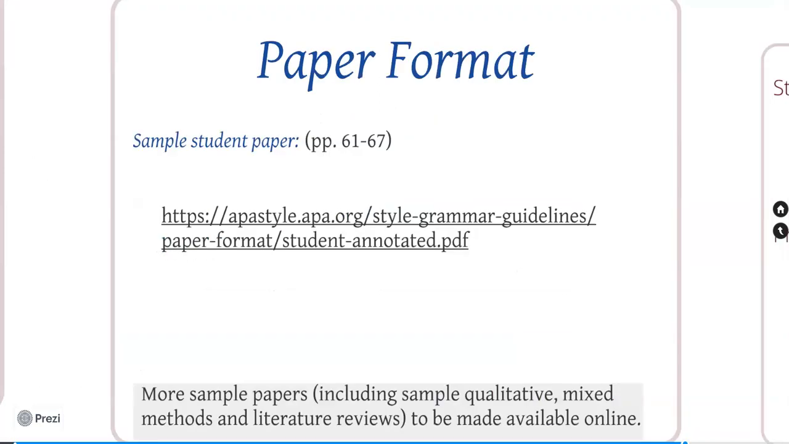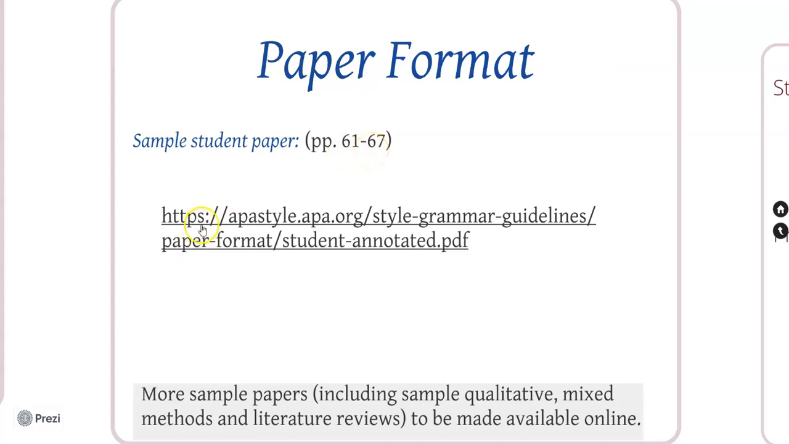Okay, so let's talk about paper format. In the APA 7th edition manual, there are two papers: the student paper and the professional paper. You will be following the student paper. In the APA manual, this is on pages 61 through 67.